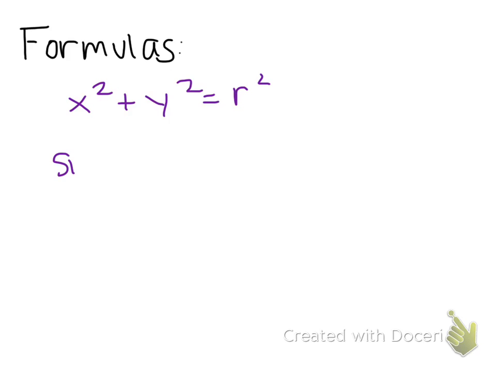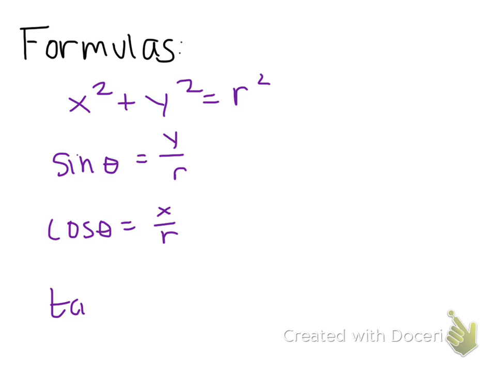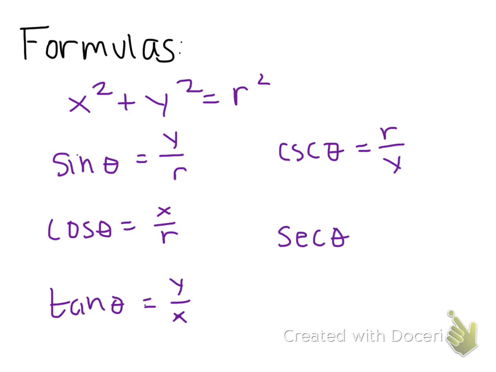And then we're just going to do a quick recall of our 6 trig functions. Sine is y over r, cosine is x over r, tangent is y over x, and then cosecant is r over y, secant is r over x, and cotangent is x over y. We're going to be moving off of the unit circle, so r is not going to be 1 today.